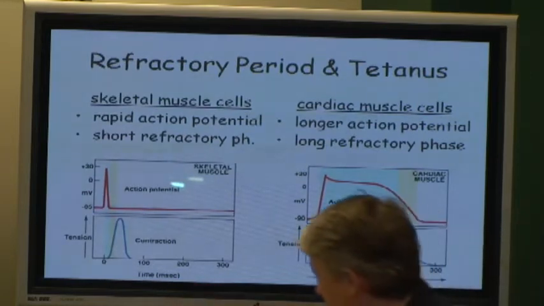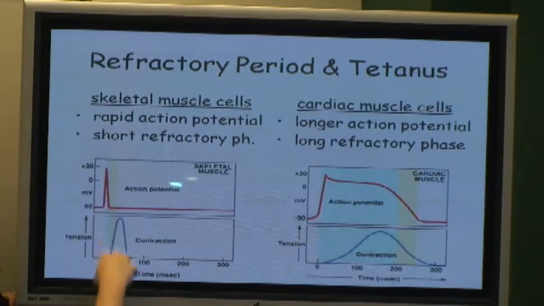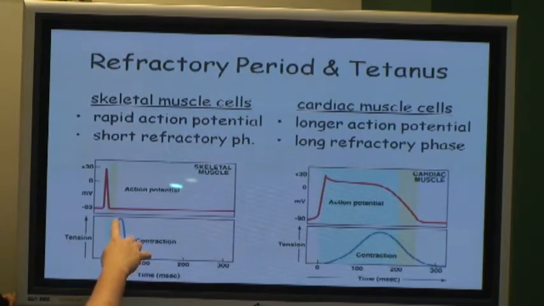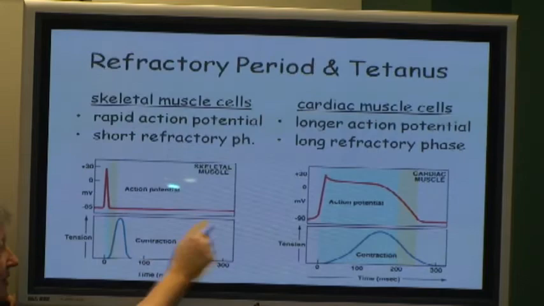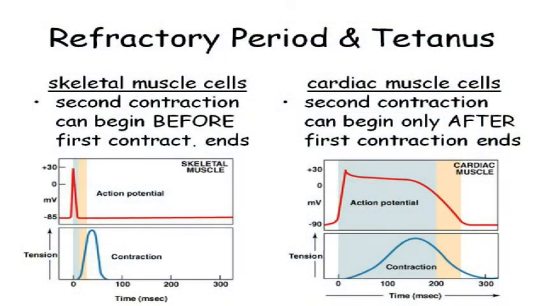In skeletal muscle cells, if you look at it, here's the absolute refractory period, very short. Here's the relative refractory period. Well, the cell's not even fully contracted until after the refractory period. And so if you send signals fast enough, then you can get it to stay contracted. That's complete tetanus. See the difference? And it all has to do with those slow calcium channels.